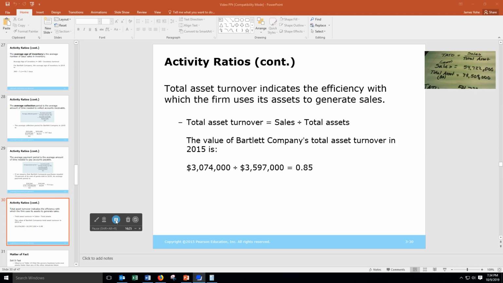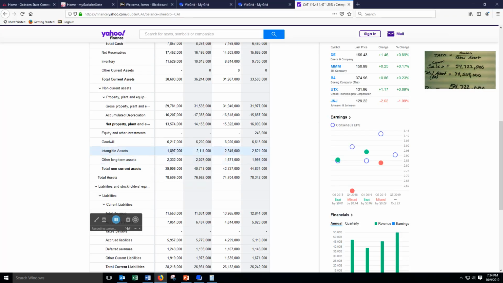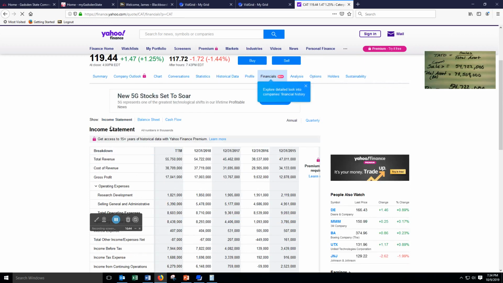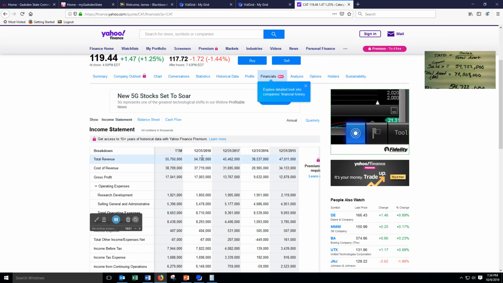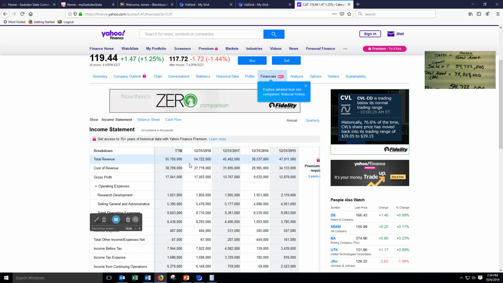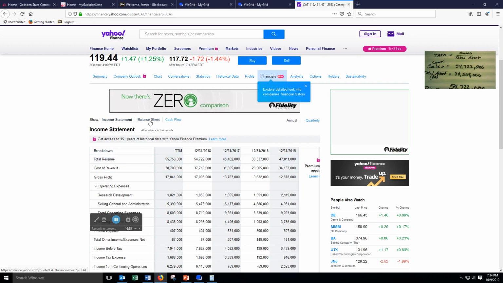TATO, which we'll refer to it from now on, total asset turnover, is equal to sales divided by the total assets of the firm. Sales we're going to get from the income statement. Total assets we'll get from the balance sheet. This is for Caterpillar. If we go back to the income statement, remember, we want the end of the year, not the TTM. Total revenue for 2018 was $54,722,000,000. I've written that down under sales.